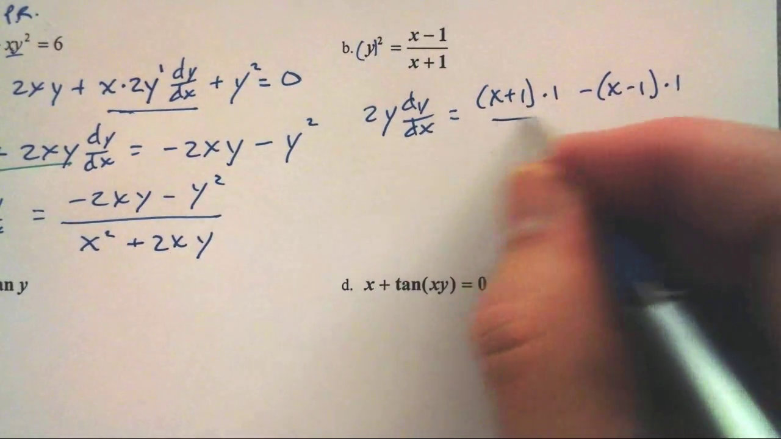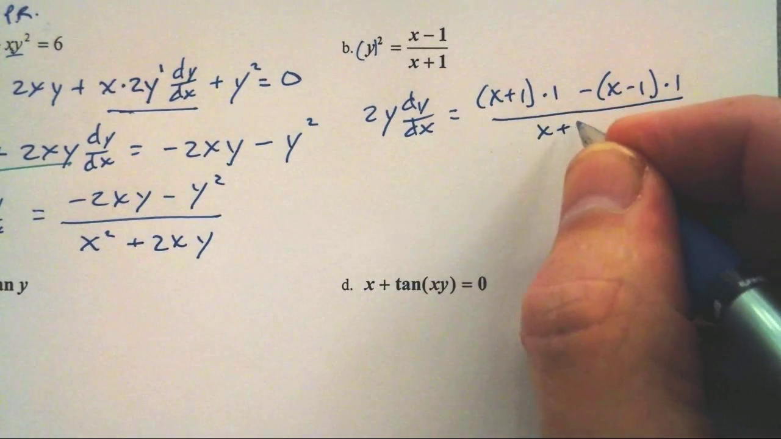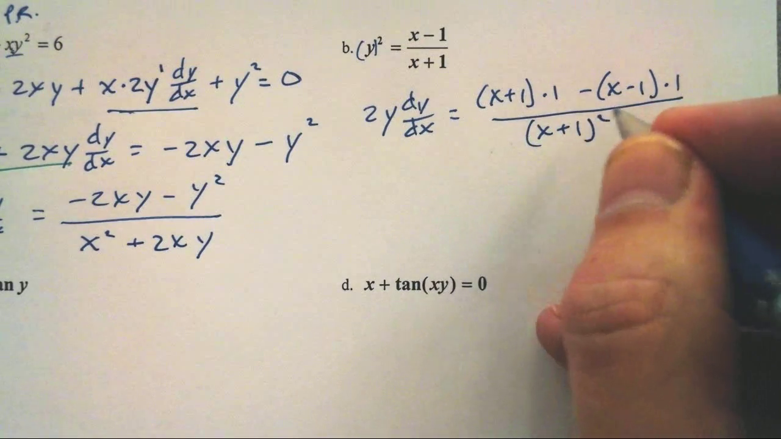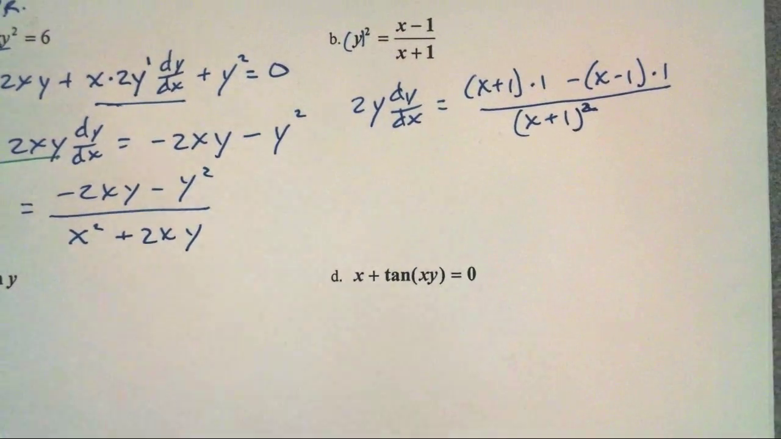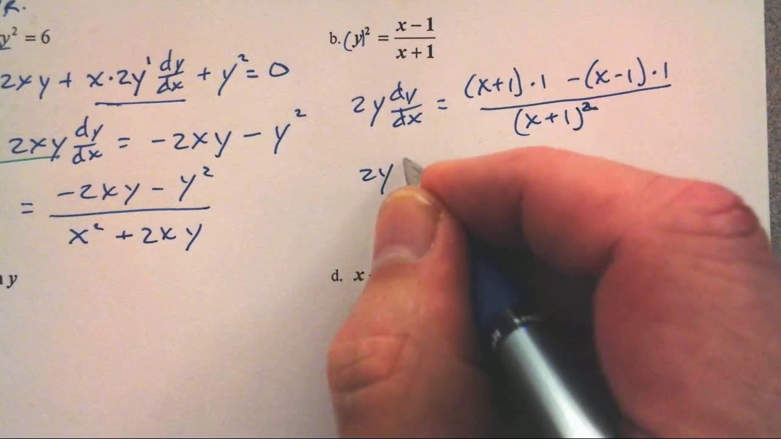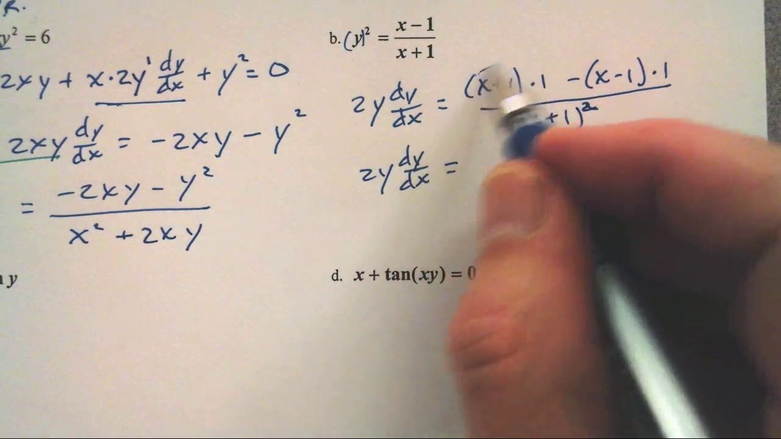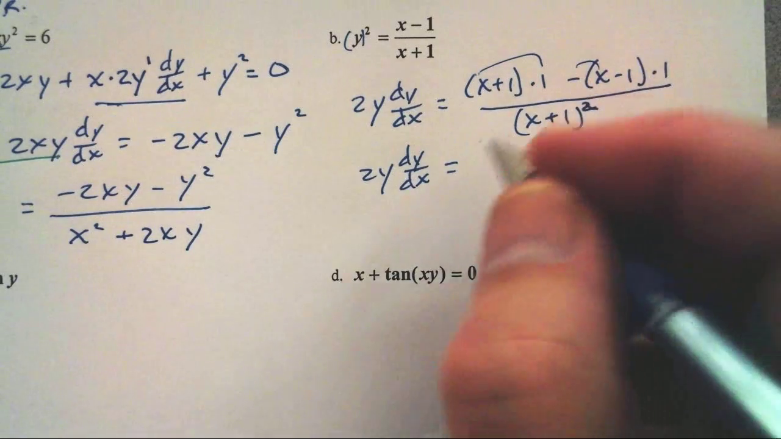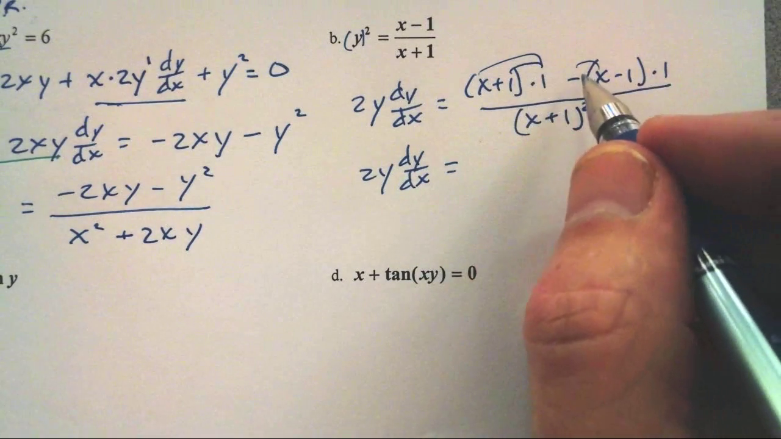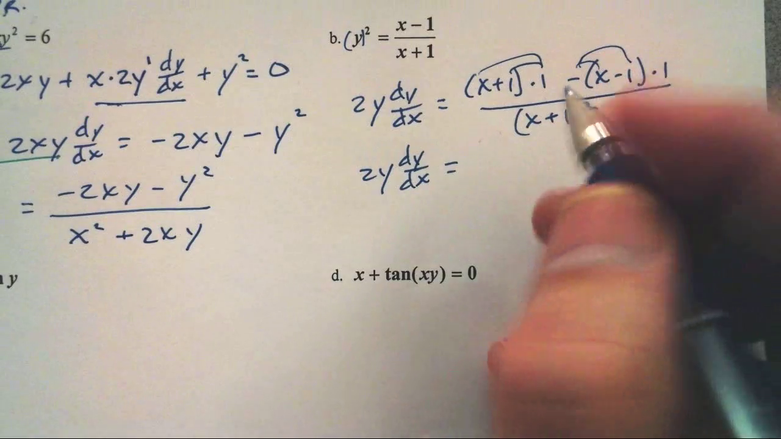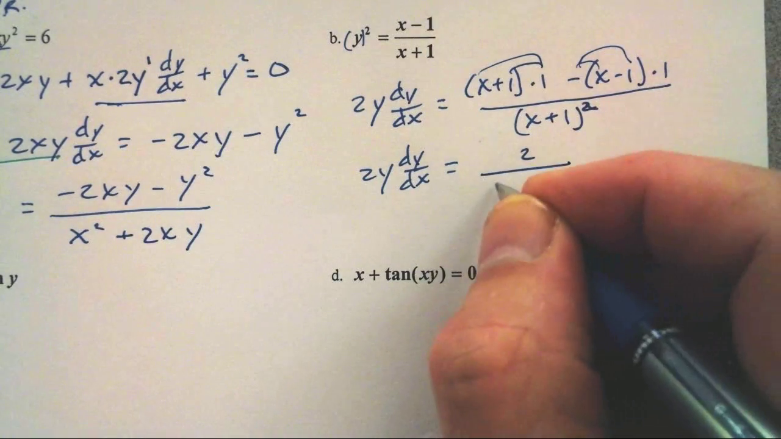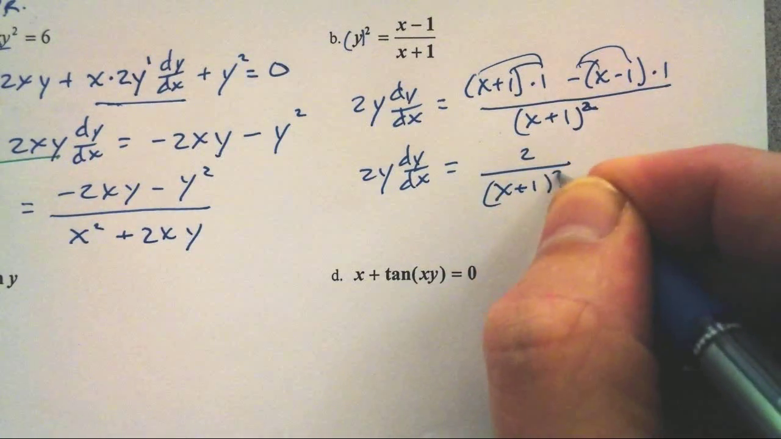Derivative of low is 1, all over the square of the thing below. Low d high minus high d low, over the square of the thing below. So we got that. So this becomes 2y dy/dx equals, let's see, I get an x and I get a minus x. The x's cancel. I get a positive 1 times 1. That is 2 over (x plus 1) squared.